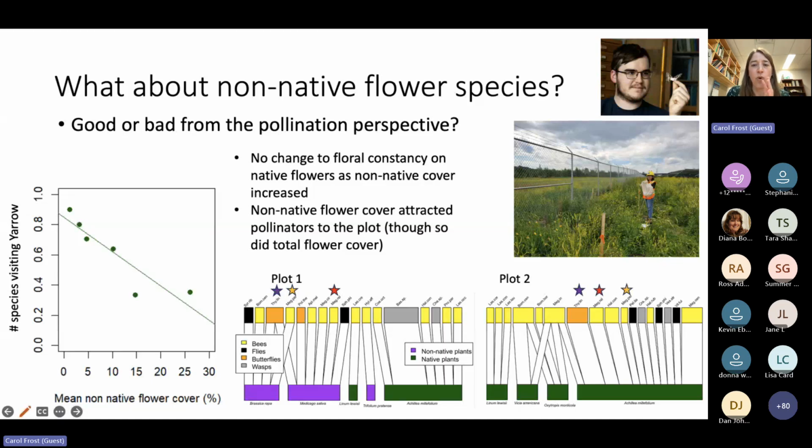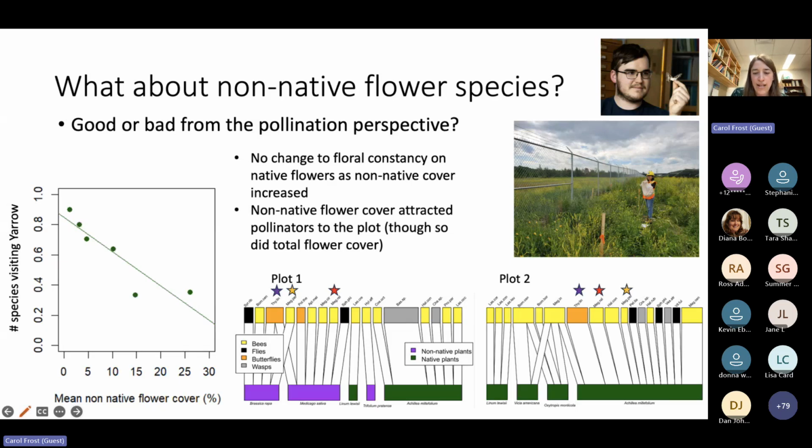Looking specifically at the one native species that was in all the plots, yarrow. This figure is showing the number of pollinator species visiting yarrow as mean non-native flower cover increases. And so he found fewer different species visited yarrow, the higher the percent cover of non-native flowers. And here are two networks that show this. This is the pooled interactions from plot 1. There were 6 plots, but I'm just showing you 2 of them that illustrate this. Here are pooled interactions from plot 2.